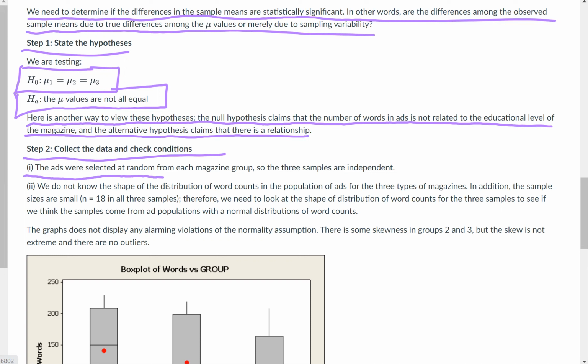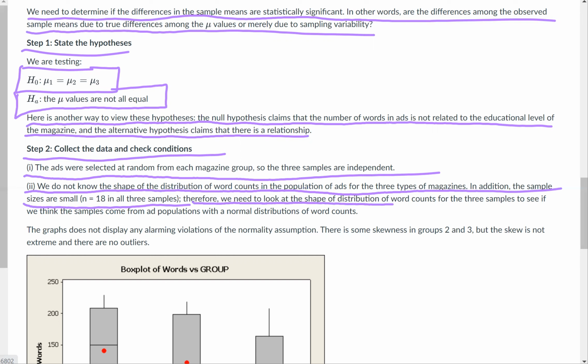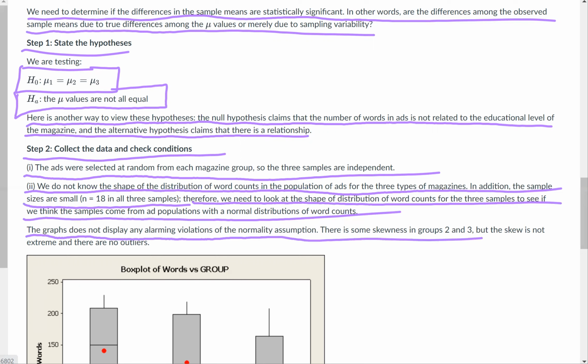First, the ads were selected at random from each magazine group, so the 3 samples are independent. Second, we do not know the shape of the distribution of word counts in the population of ads for the 3 types of magazines. In addition, the sample sizes are small, n equals 18. They're supposed to be greater than 30 in order to use the test that we would like to use. Therefore, we need to look at the shape of the distribution of word counts for each of the 3 samples to see if we think the samples come from ad populations with a normal distribution of word counts. The graph does not display any alarming violations of the normality assumption.